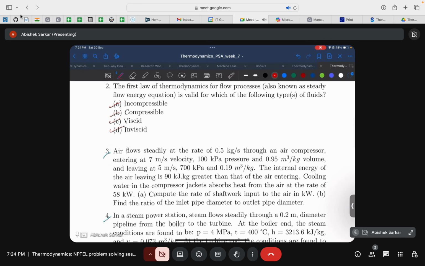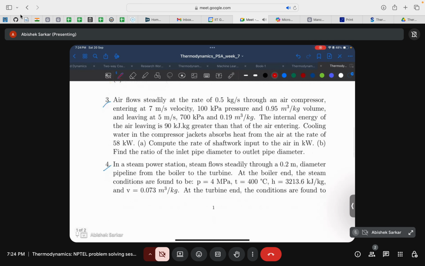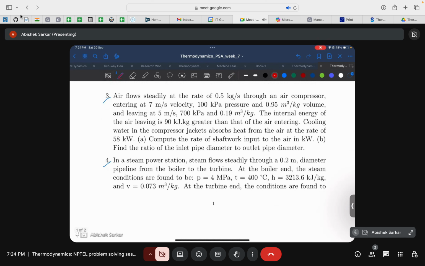So now, third question. So now the numerical part starts. Let's go to the question once.